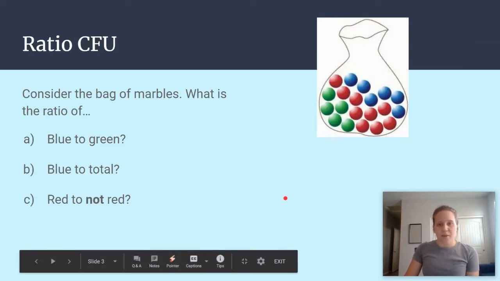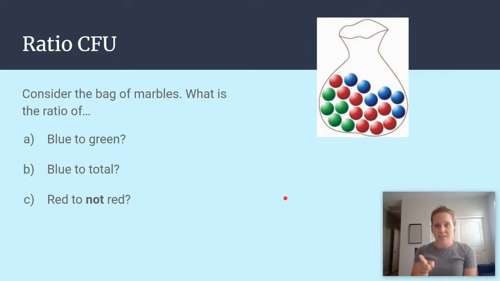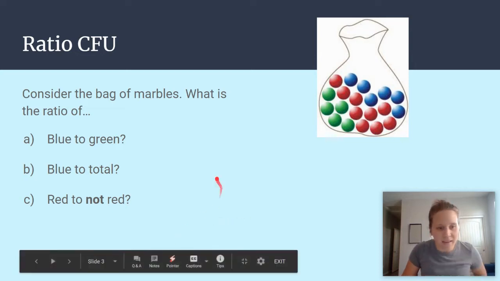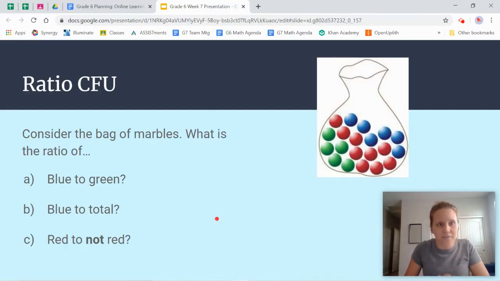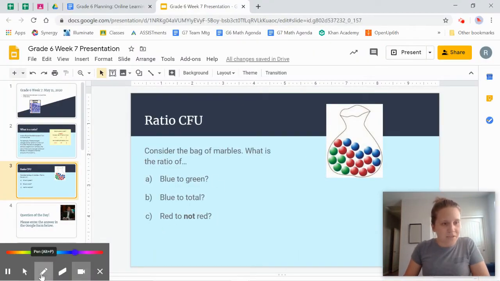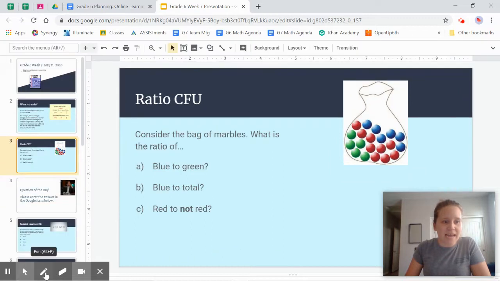Okay, let's do a quick check for understanding. I want you to look at that bag of marbles and tell me, what is the ratio of blue marbles to green marbles? Okay, I'm going to actually get my marker out. And you can go ahead and put this on your paper. If I want to write the ratio, I can write it any of those 3 ways, right? I can write it as a fraction, with a colon, or with the word. I'm probably going to write it with a colon. I think it's easier for my mouse here.